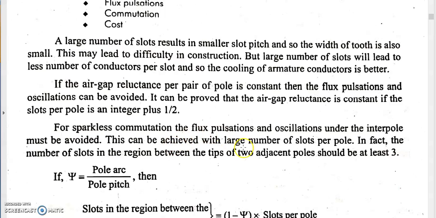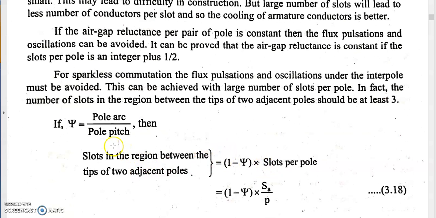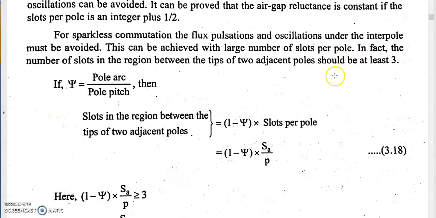To get the better commutation, the number of slots per pole between the tips of two adjacent poles should be at least 3 or it can be greater than 3. So we will be calculating the slots between tips of the two adjacent poles. So that can be calculated by knowing this field form factor psi. It is the ratio between pole arc to pole pitch, and that value is 0.64 to 0.72. From that typical value we will be choosing, and then we will be substituting in this formula to calculate the number of slots in the region between tips of two adjacent poles. And so that value at least it should be 3.